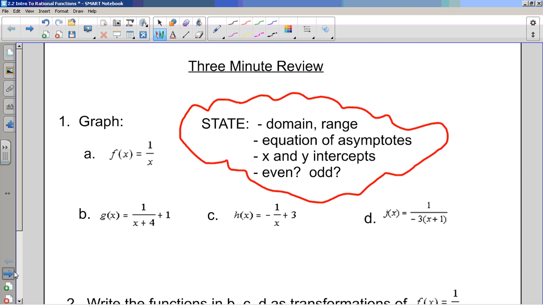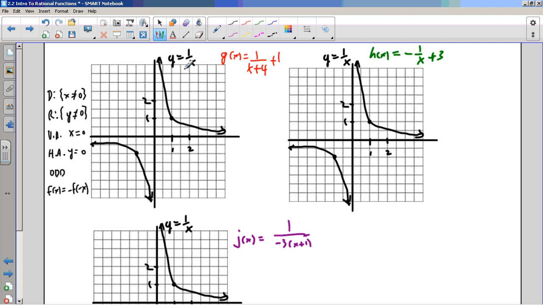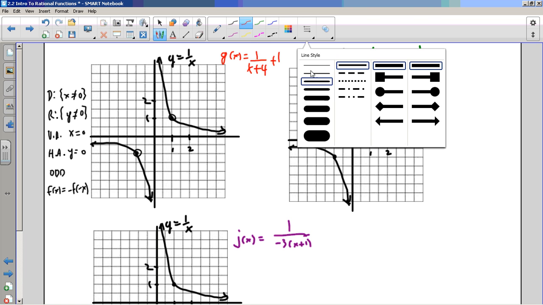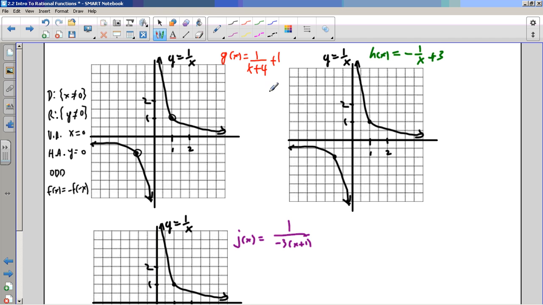The graphs, how I graphed the parent function 1 over x is I'd think of this, there's only a couple of nice points on this graph, (1, 1) and (-1, -1), and then I think of the asymptotes, and then you can graph that quickly. And then the other ones happen to be transformations of this. This one, the +4 is in with the x, that's left 4, and this is up 1.